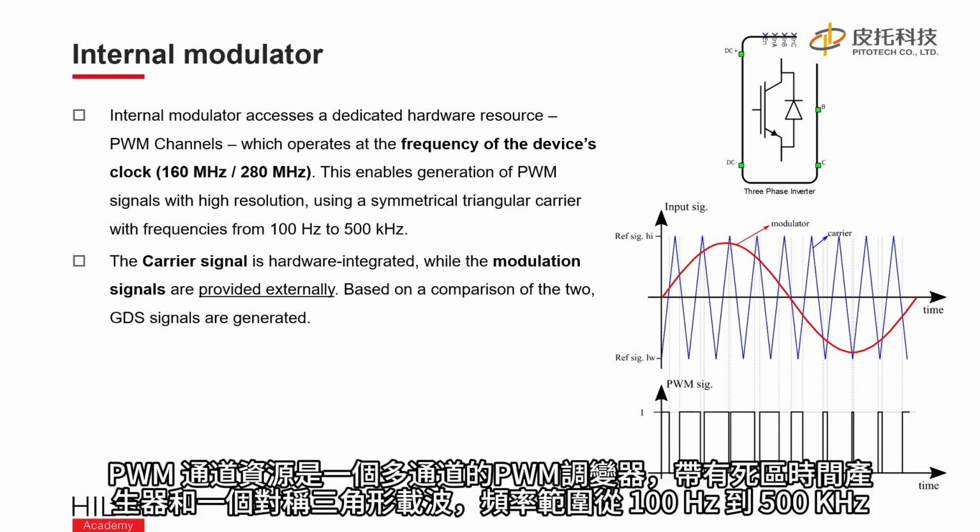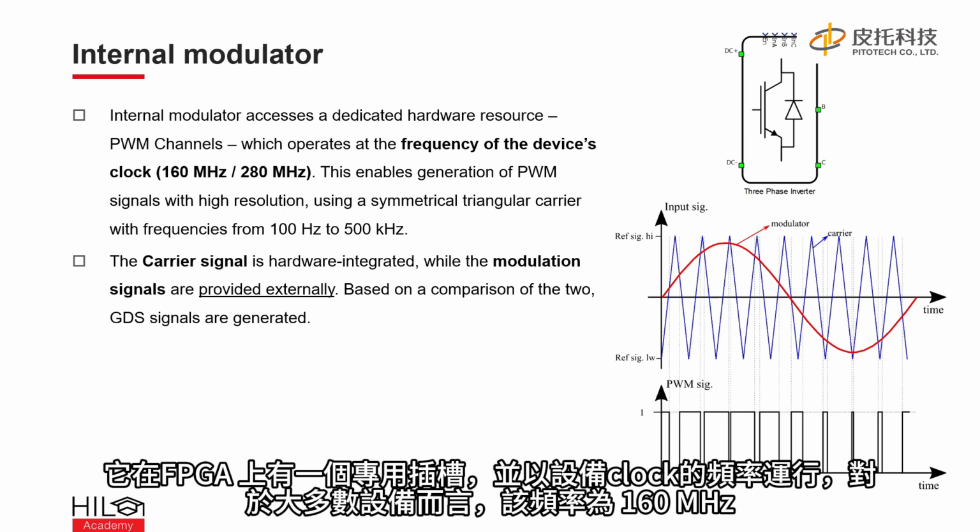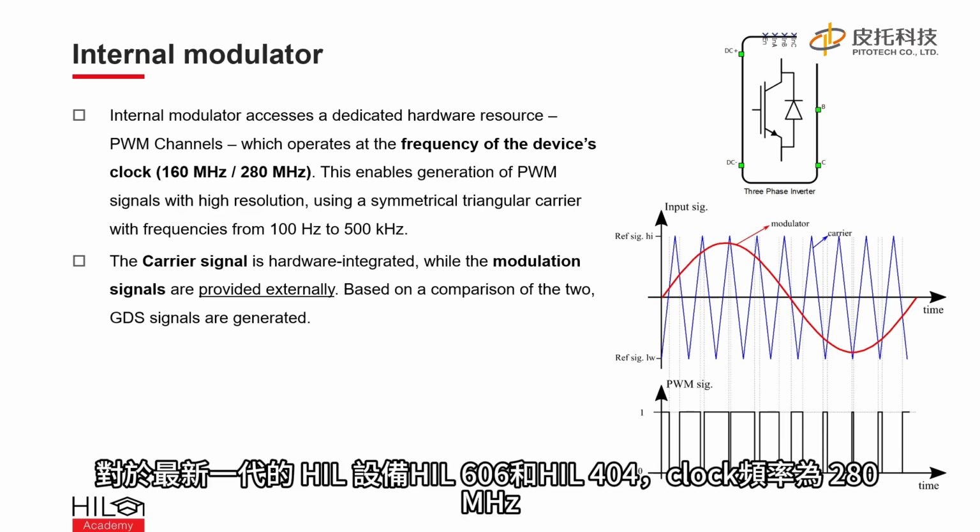The PWM channels resource is a multi-channel PWM modulator with a dead time generator and a symmetrical triangular carrier with frequency ranging from 100 Hz to 500 kHz. It has a dedicated slot on the FPGA, and it operates at the frequency of the device's clock, which is 160 MHz for most devices. For the newest generation of HIL devices, the HIL 606 and HIL 404, the clock frequency is 280 MHz.